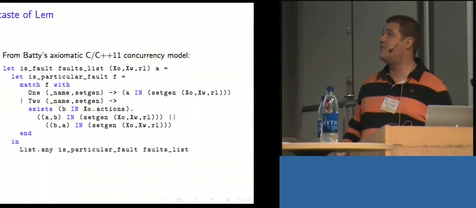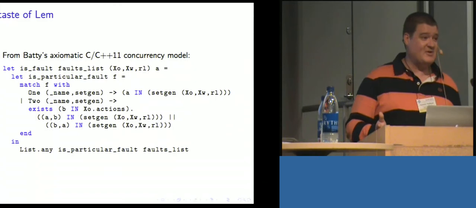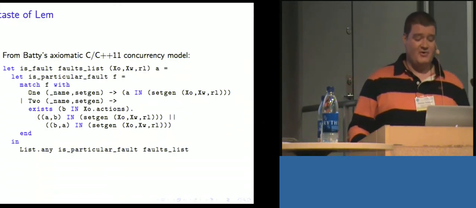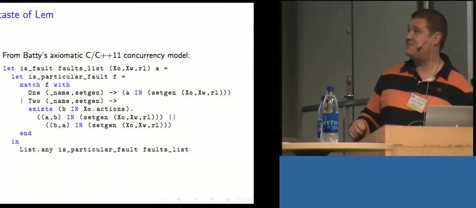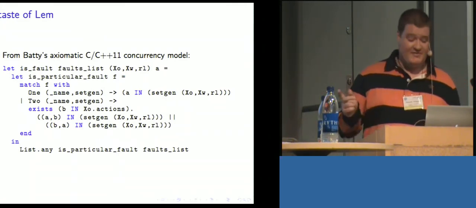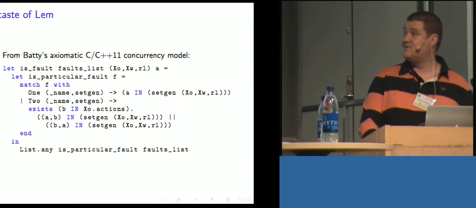So this is some example code. As you can see, it's very similar to OCaml. We have local functions, tuples, it's implicitly typed, so you have type inference, you have pattern matching, and so on. We have library functions like list.any at the bottom.